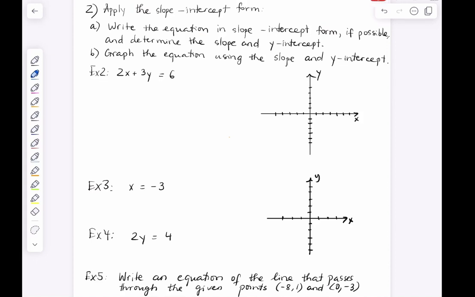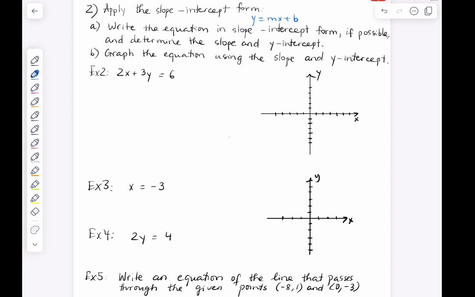In this video, we are going to see some different types of problems where we apply the slope-intercept form. So in these examples, we want to answer two questions. One is write the equation in slope-intercept form, which is y equals mx plus b, if possible, and determine the slope and y-intercept. Then part B, graph the equation using the slope and y-intercept.